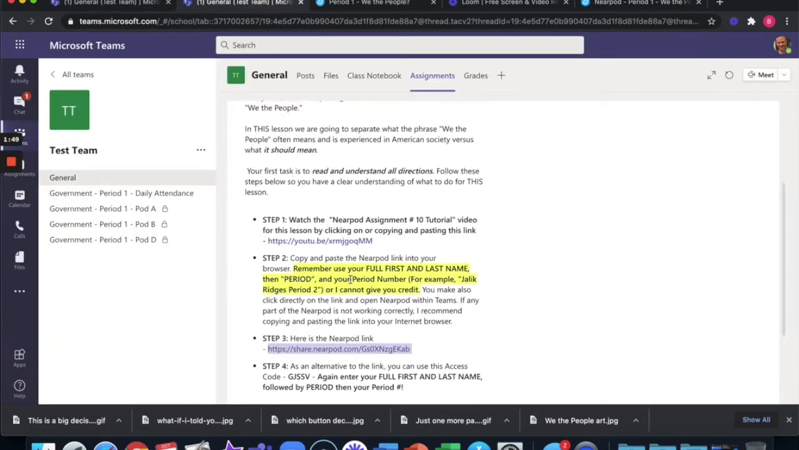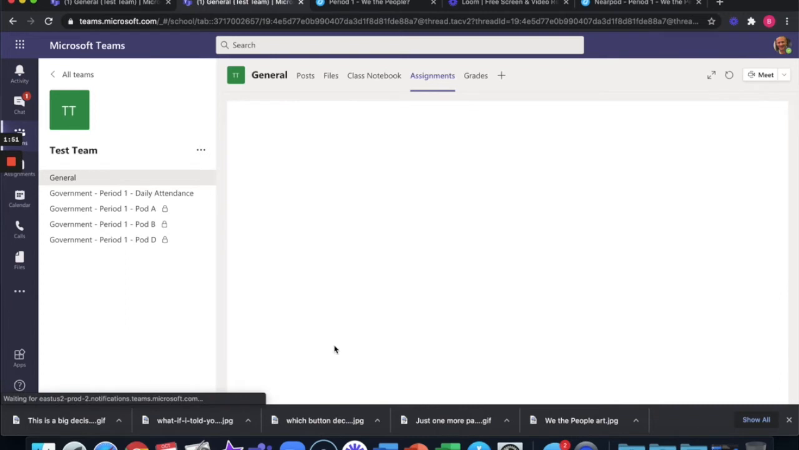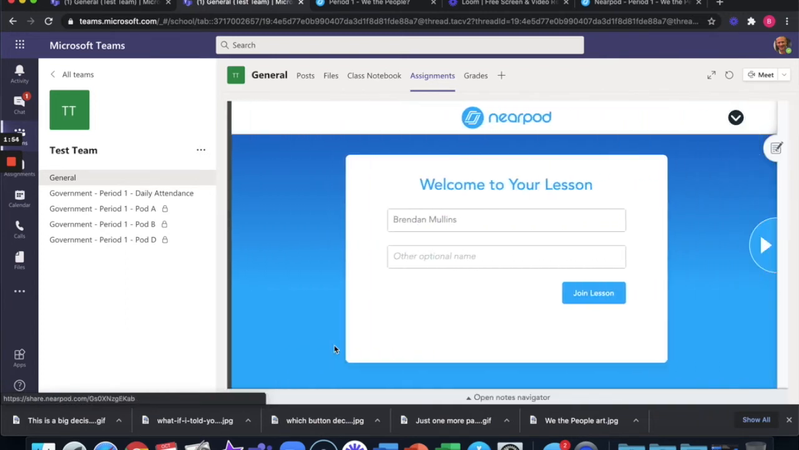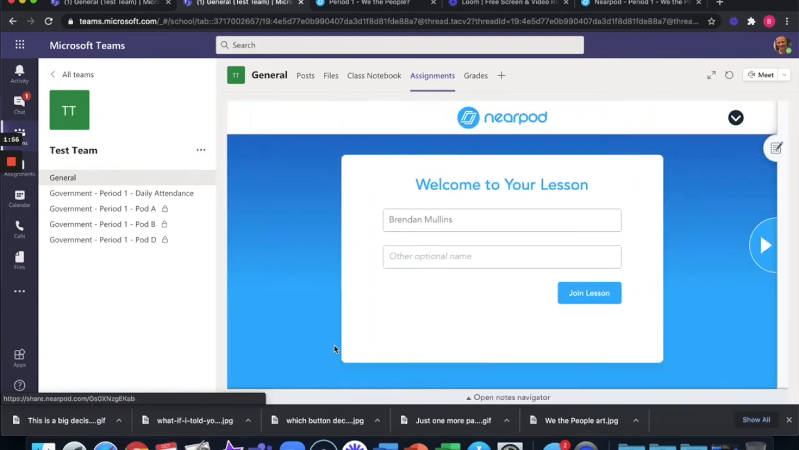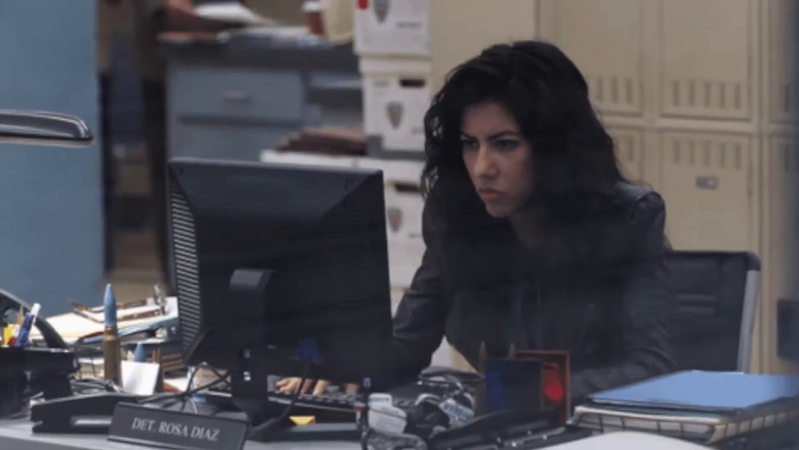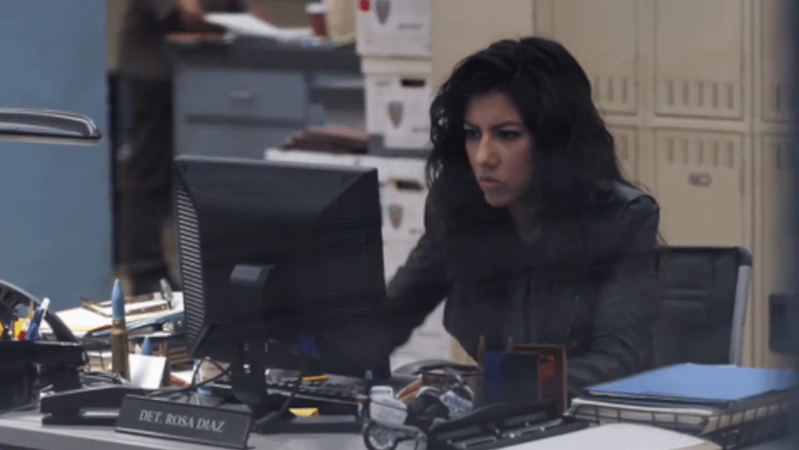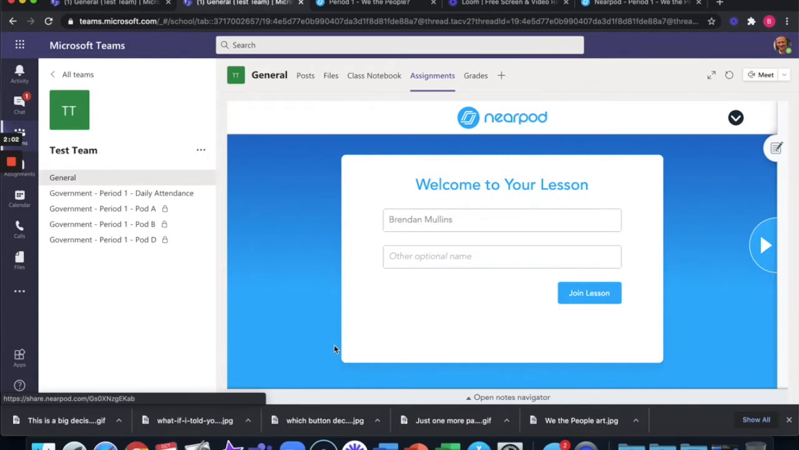Again, the other way you could join the Nearpod is to just click on the link and it will open Nearpod within Teams. I know some students have said though that something might not work within Teams, so again the quickest way to solve that is to copy and paste the link, and then you shouldn't have any problems doing it that way, but do whichever is best for you.